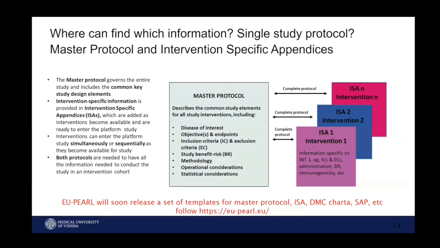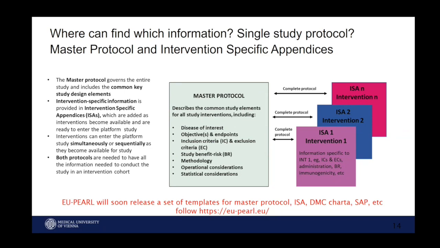So what is proposed is to have a master protocol which describes the common study elements for all study interventions. But for each sub-study, which we call intervention-specific appendix, you have its own document where you only put the information which is specific to that treatment. Only in combination do you get the complete protocol, and you must highlight where you can find which information. You really need to assess both documents to have the full picture, but it helps to avoid reading parts which are not valid any longer. For example, if you have to assess treatment number 2, you don't have to read the parts for treatment number 1.